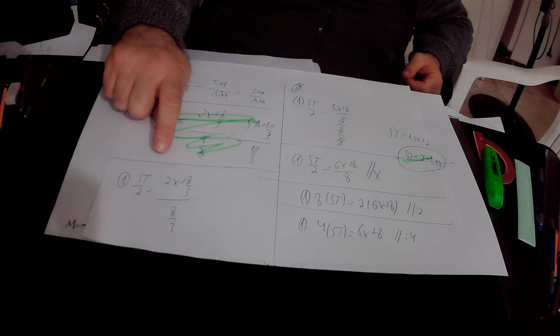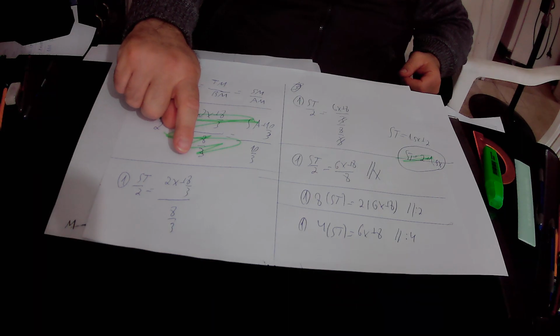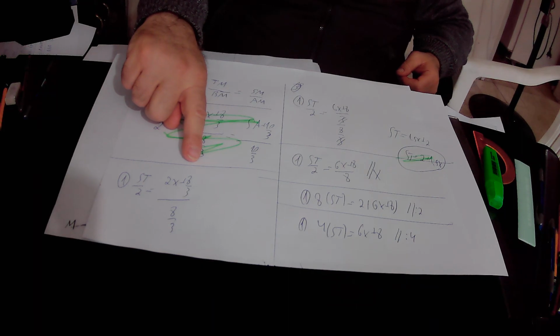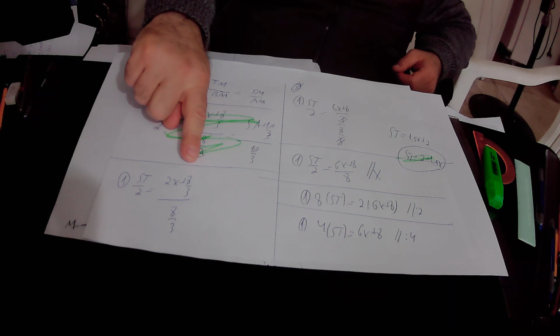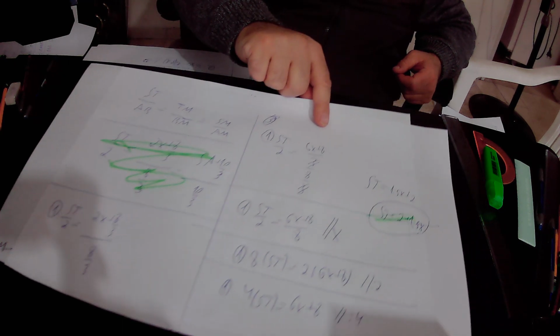So ST over 2 equals, here we have 2x plus 8 over 3. Here we multiply 2x by 3 and then divide it by 3 in order to work out a common factor with 8 over 3. So 2x times 3 is 6x, so in total, in the numerator of this expression, we have 6x plus 8.